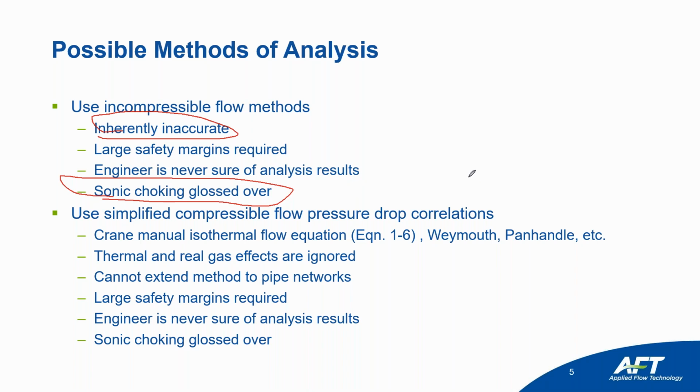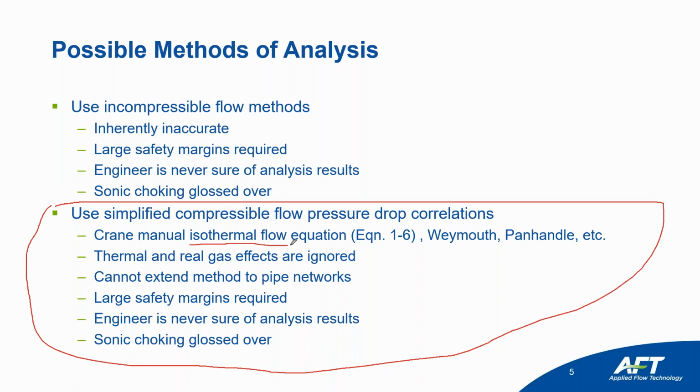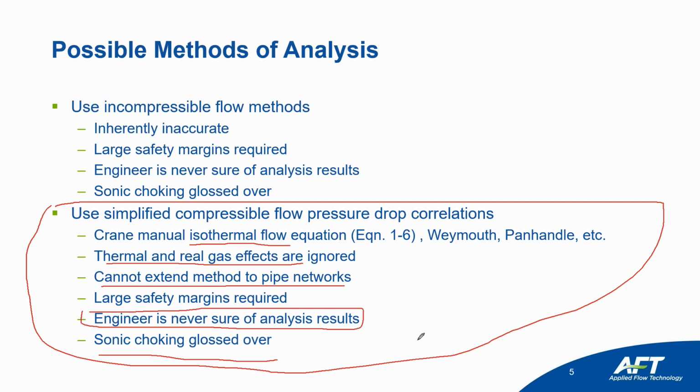That's the issue: if you're using incompressible flow methods, you're never going to be certain if your results are actually good or not. There are some various compressible flow correlations that are available, and a lot of them only deal with either isothermal conditions or adiabatic conditions. They completely ignore heat transfer or real gas effects. They really are only valid for one single pipe at a time. You can't really extend them to large piping networks. They don't handle sonic choking. And again, you can never be sure if the answers are actually correct or not. So again, those compressible flow correlations that are simplified sidesteps really just fall short of getting the job done.